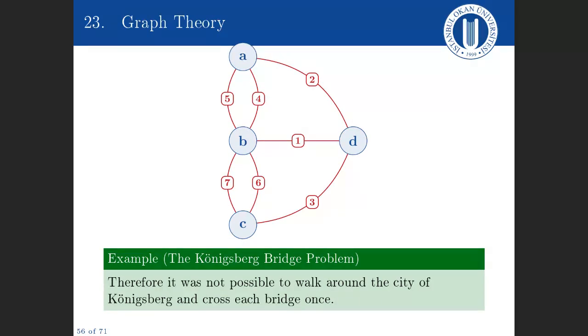So the answer to the problem that Euler was the first person to solve is it's not possible to walk around the city of Konigsberg and cross each bridge once.